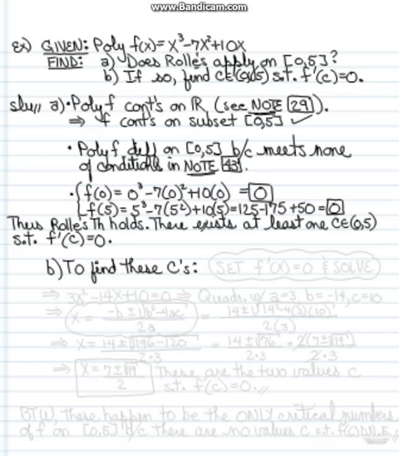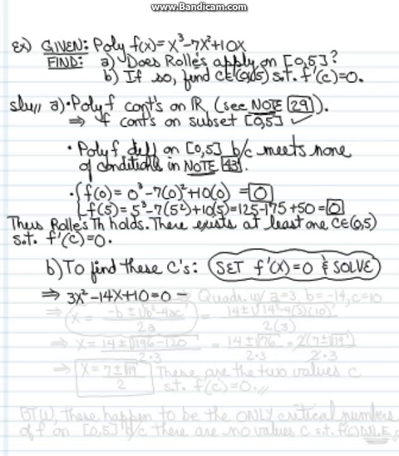Okay, part B. Now we need to find these c's. There could be more than one. And we do that by taking the derivative of f and setting it equal to 0 and solving for x. Those will be our c values. So take the derivative of the polynomial function given at the top. You'll get 3x squared minus 14x plus 10 equals 0. Try to factor that. You cannot.